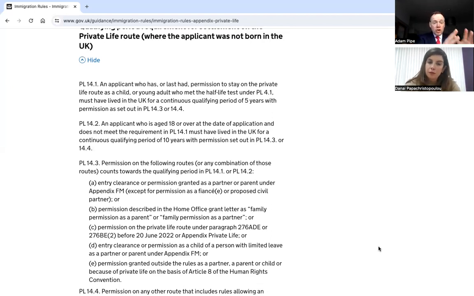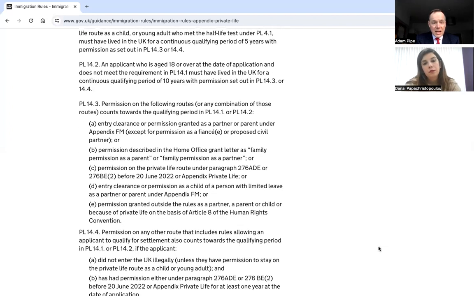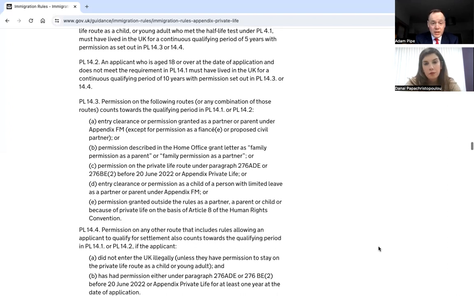So children and young adults, 5-year settlement, others 10 years. Then 14.3 sets out the following routes which can count towards the qualifying period set out in 14.1 or 14.2. And that's entry, clearance, or permission granted as a partner or parent under Appendix FM. Permission described in the Home Office grant letter as family permission as a parent or family permission as a partner.